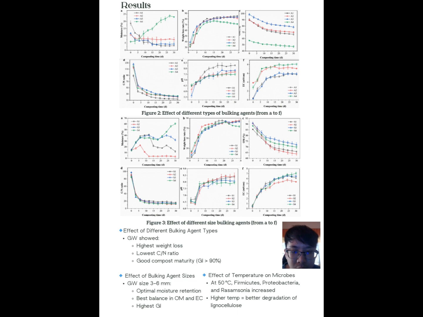And lastly, on the experiment of the effect of temperature on microbes, we found that at 50 degrees Celsius, Firmicutes, Proteobacteria, and Plasmodium have increased. Therefore, the higher the temperature, the better the degradation of the lignocellulose. That's all my part. I'll pass to the next person. Thank you.